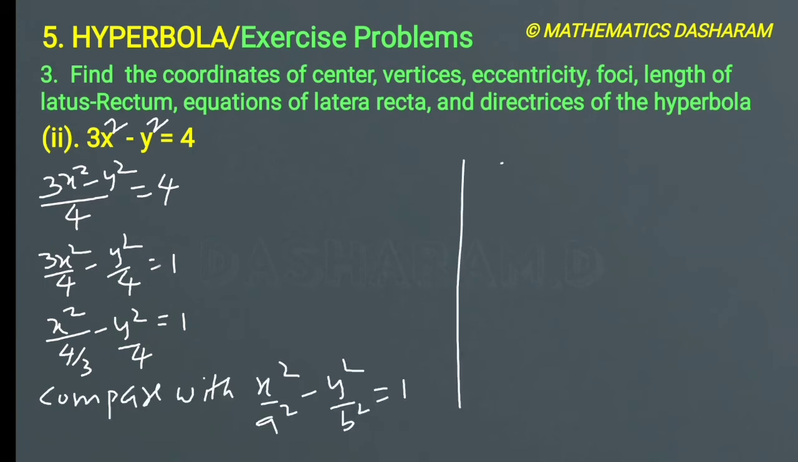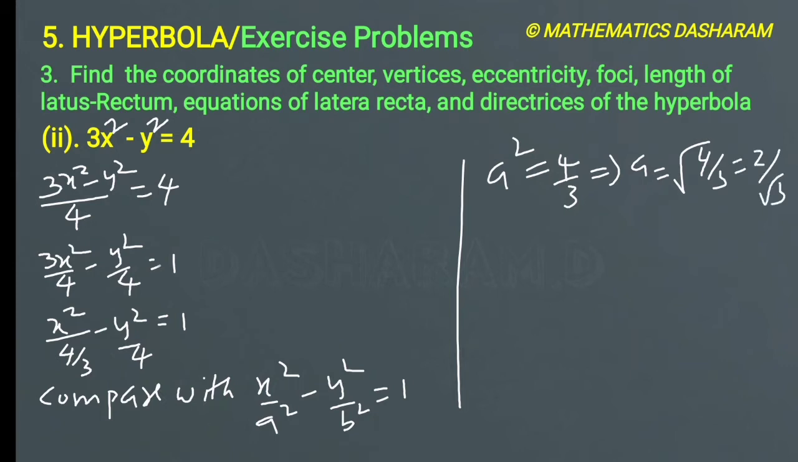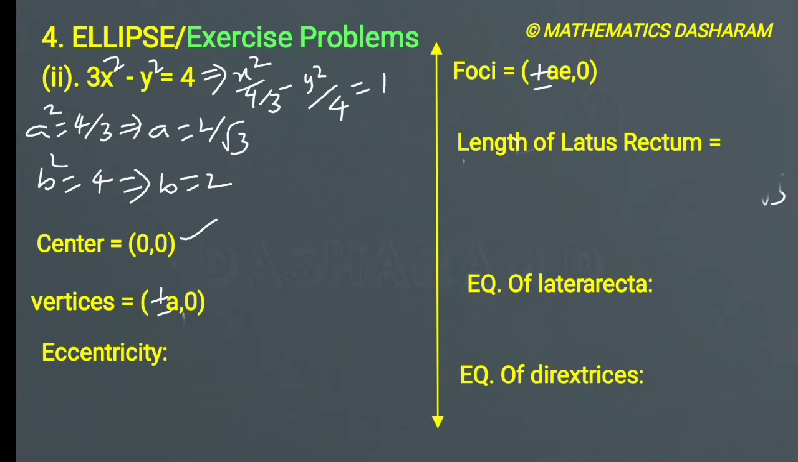So then a square equals 4 by 3, then a equals under root 4 by 3. So root 4 by 3 answer is 2 by root 3. b square equals 4, then b equals 2. The center is 0 comma 0. Next, vertices plus or minus a comma 0. So plus or minus 2 by root 3 comma 0.